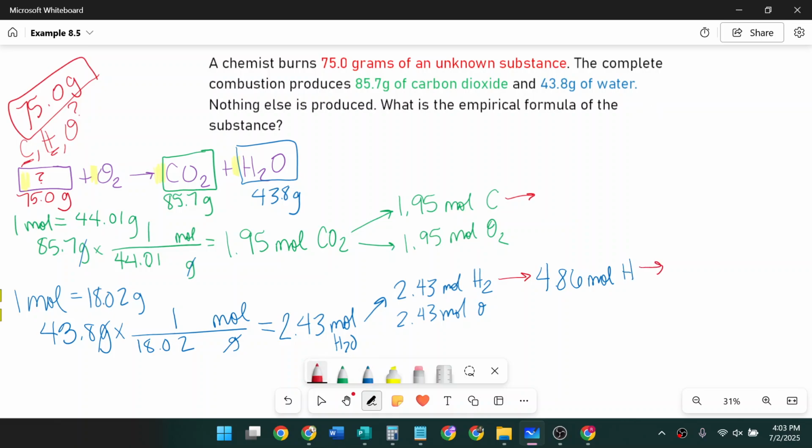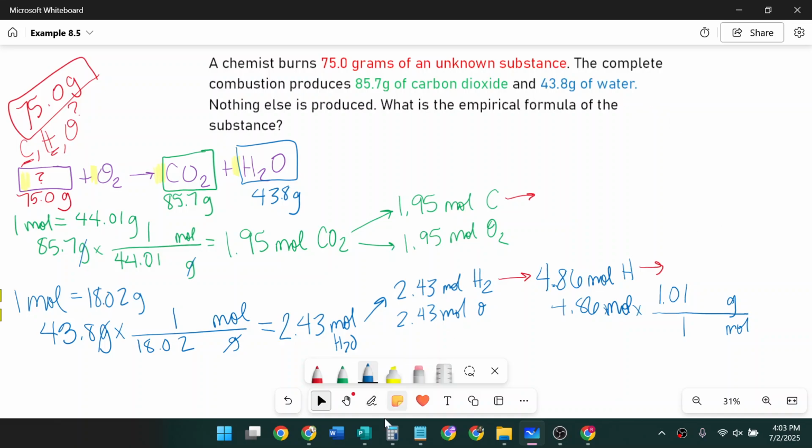So now let's convert this to just grams, and we can do it the same way we did before. We start with the 4.86, and let's put our unit, moles, and then for hydrogen, for every 1 mole of hydrogen, we have 1.01 grams, and that just comes right off the periodic table.